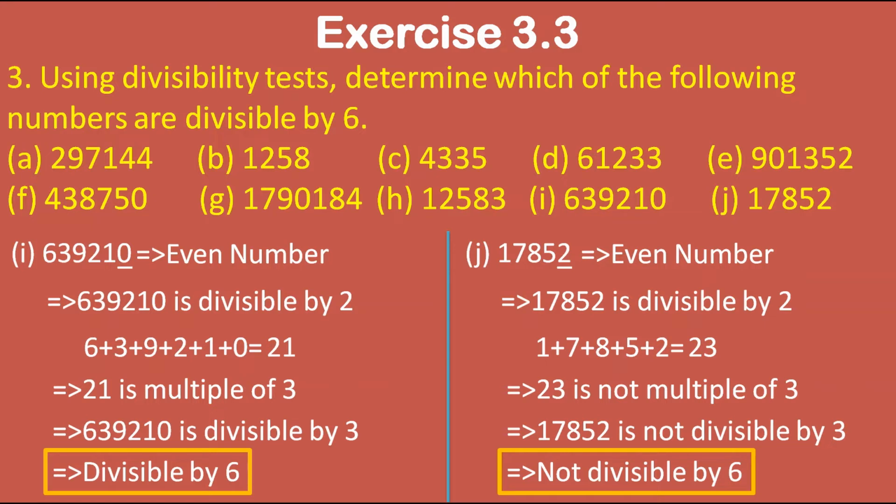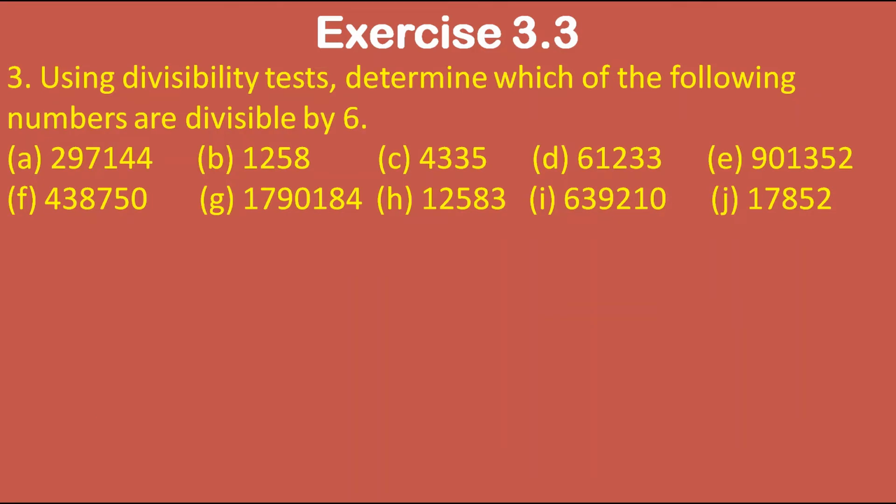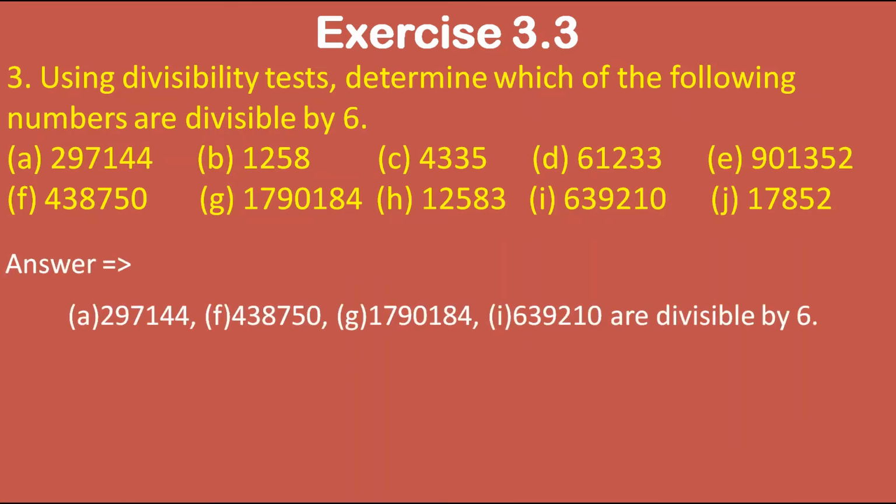So, we finish by checking all the numbers. We got the answer as the numbers A, F, G, I. These 4 numbers are divisible by 6, and the remaining numbers are not divisible by 6. Okay. Now let's move to the next question.